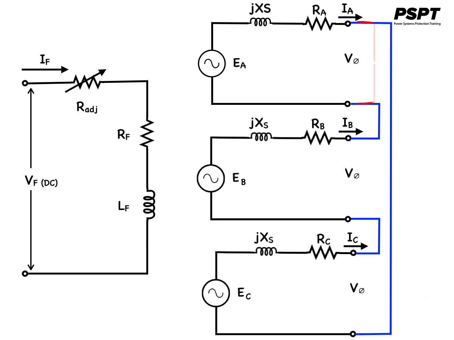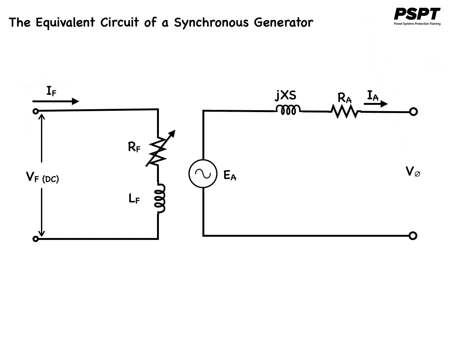The fact that the three phases of a synchronous generator are identical in all respects except for the phase angle normally leads us to use a per phase equivalent circuit, which is a lot more simplified. The per phase equivalent circuit of this machine is shown here.